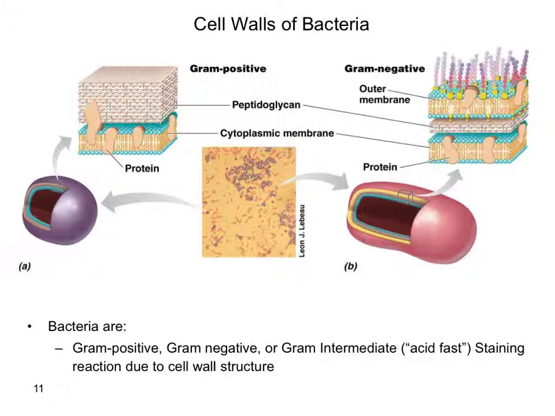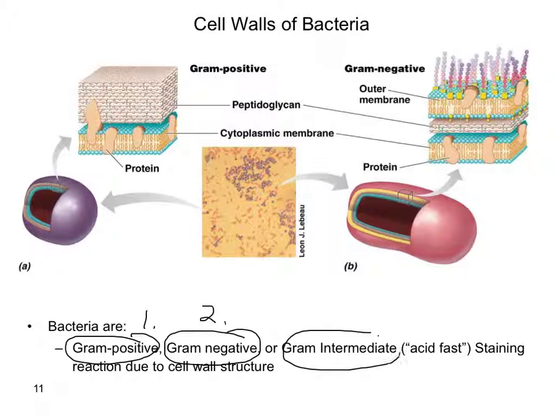In the bacteria, there are 3 groups with regards to cell walls. There are gram positives, gram negatives, and what we call gram intermediates, also known as acid-fast bacteria because they can be stained using an acidic staining protocol. The gram stain only works on gram positives and gram negatives. The cell wall organization determines whether a bacterium is gram positive, gram negative, or gram intermediate.